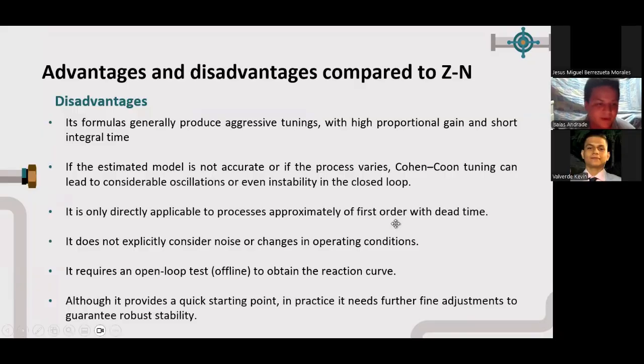On the other hand, the disadvantages are that its formulas generally produce aggressive tuning with high proportional gain and short integral time. If the estimated model isn't accurate or if the process varies, Cohen-Coon tuning can lead to considerable oscillations or even instability in the closed loop. This method is directly applicable to processes approximately of first order with dead time. It doesn't consider noise or changes in operating conditions. It requires an open loop test to obtain the reaction curve, and finally provides a quick starting point. In practice, it needs further fine adjustment to guarantee robust stability.